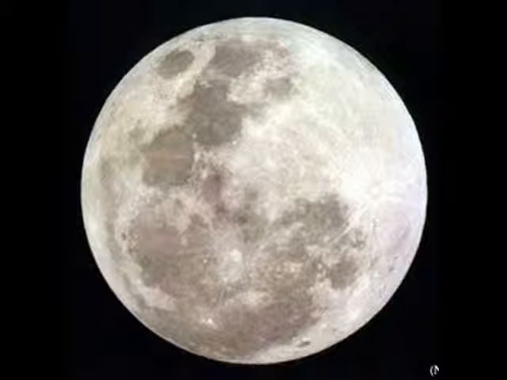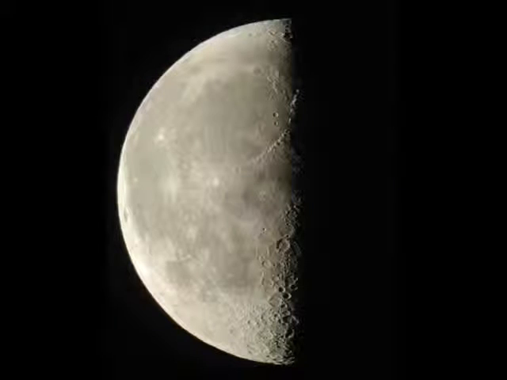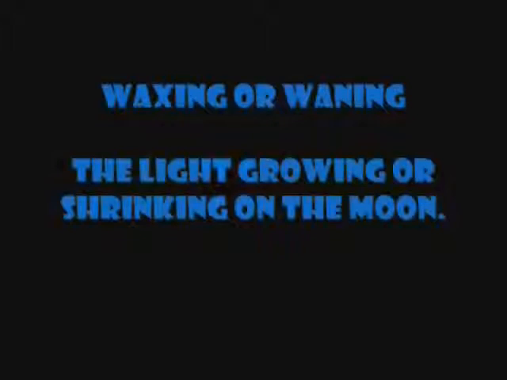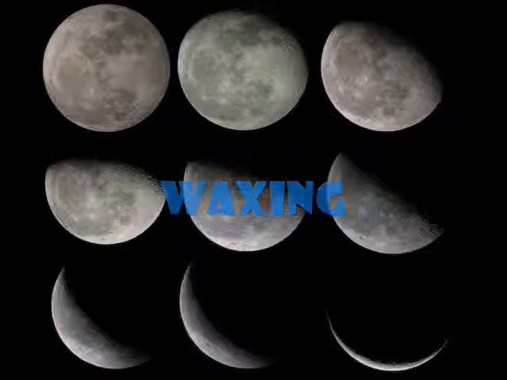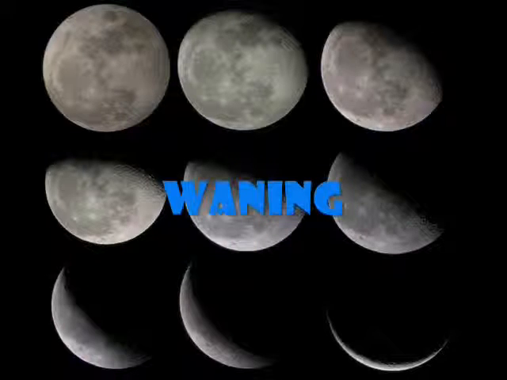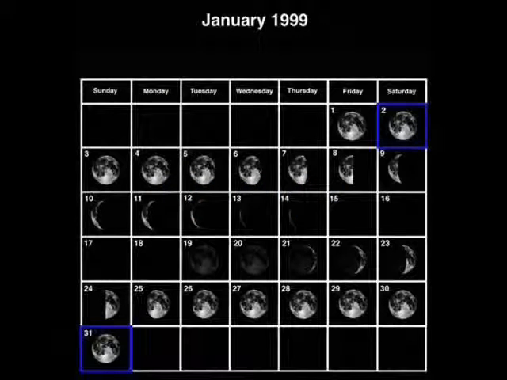During the full moon, we can see an entire hemisphere of the moon because the Earth is in between the moon and the sun. And during the last quarter, we can again only see half of the hemisphere facing the Earth. The terms waxing and waning are used to describe the sunlight on the moon. Waxing refers to the light growing on the moon, and waning means that the light is growing thinner on the moon.